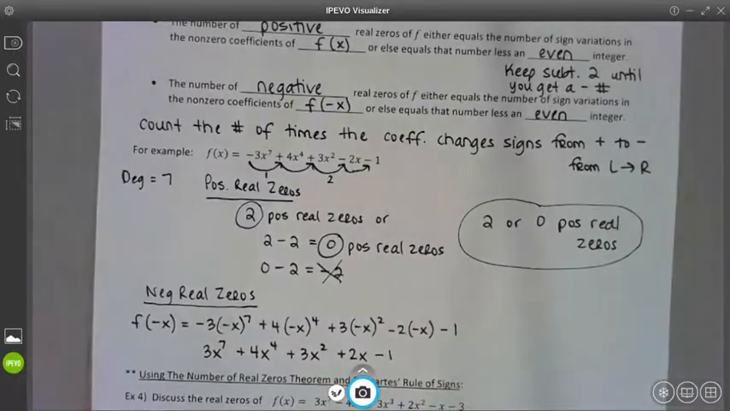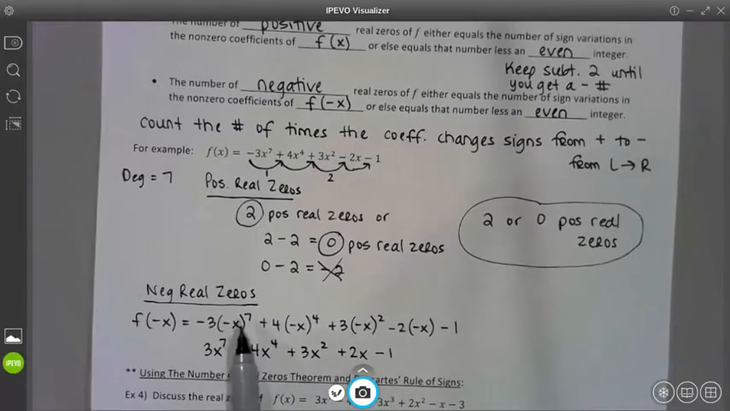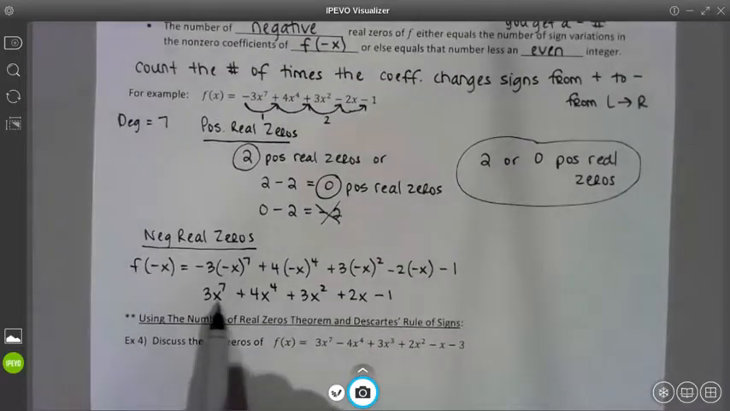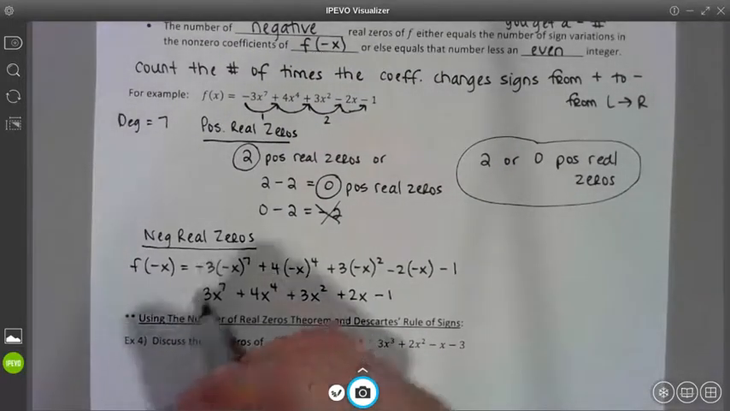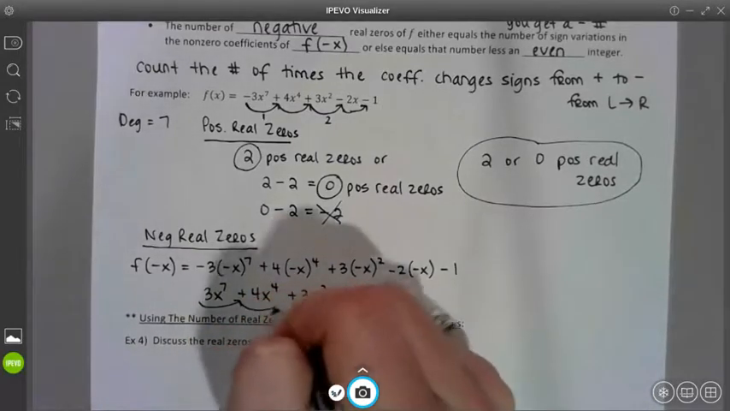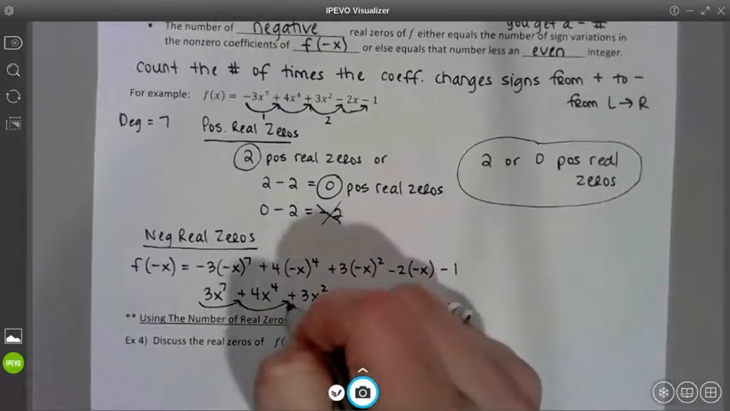So I hope you realize that when you plug the opposite of x in, the odd degrees become the opposite. The coefficient becomes the opposite now. The even degree coefficients stay the same. Odd degrees, the coefficient is now the opposite. Now let's count the number of sign changes in this polynomial. So this is positive to positive, no change. Positive to positive, no change.